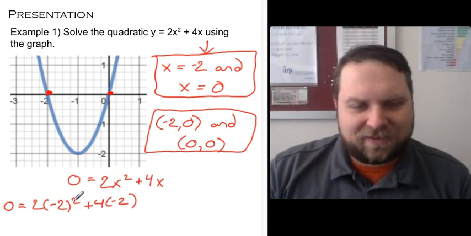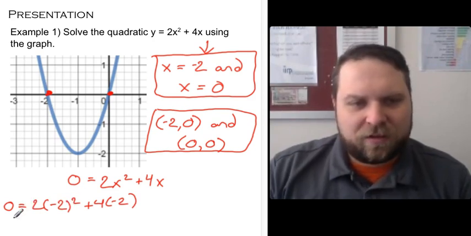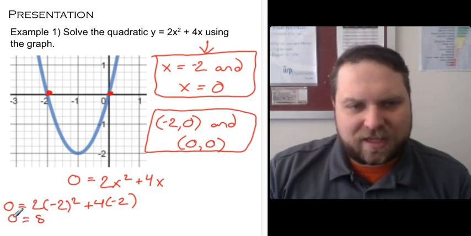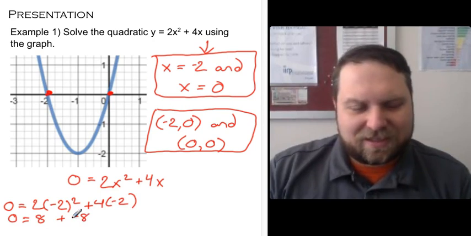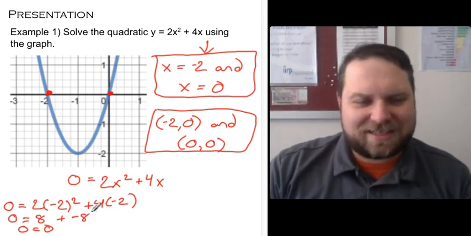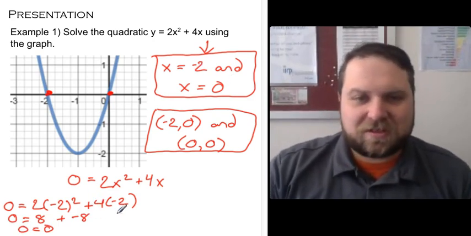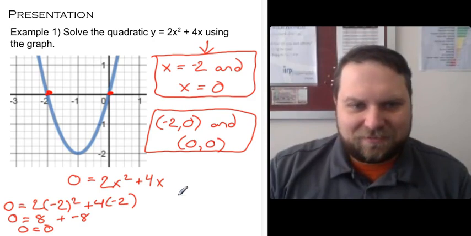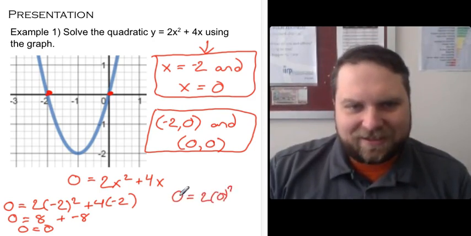-2 squared means -2 times -2, which is +4. 4 times 2 is 8. And then 4 times -2 is -8. Well, 8 plus -8 is 0. So -2 does in fact make this statement true. So it's a solution. We can try the same thing with 0, but I bet you have some idea what's going to happen here.